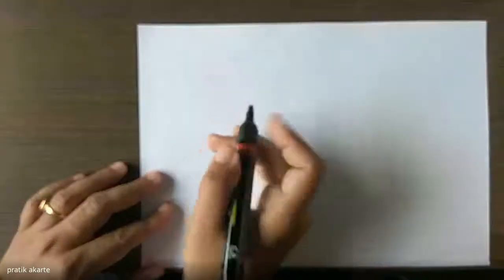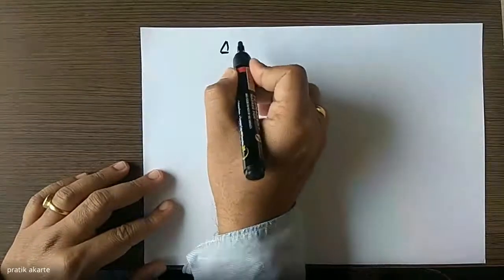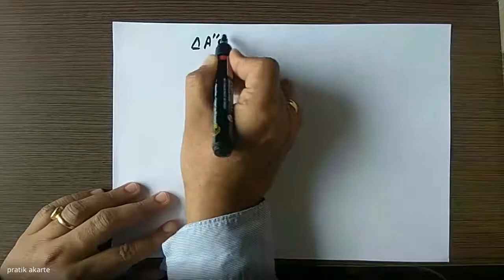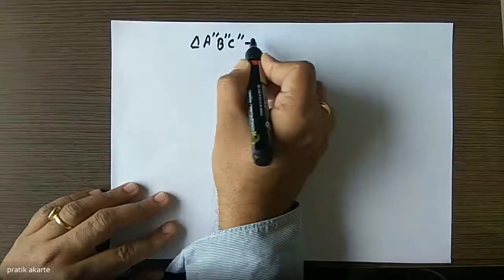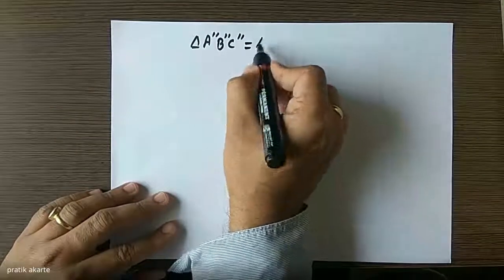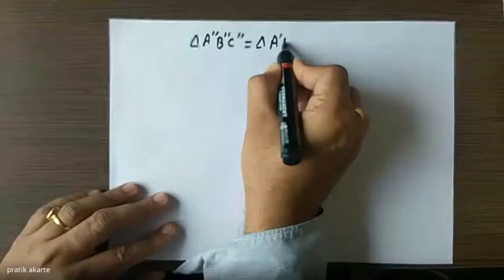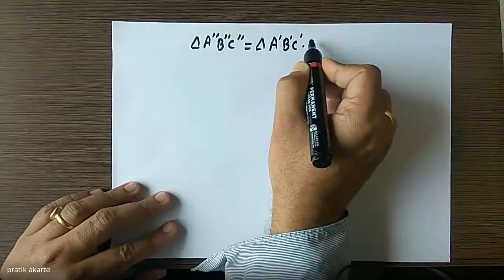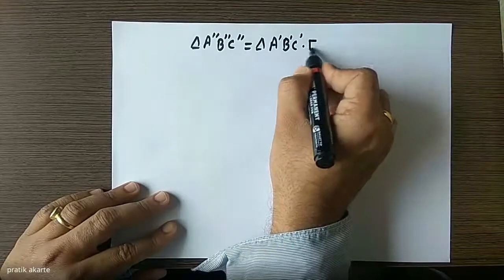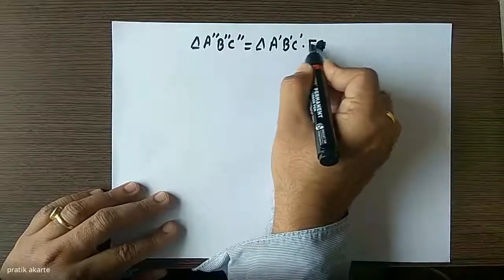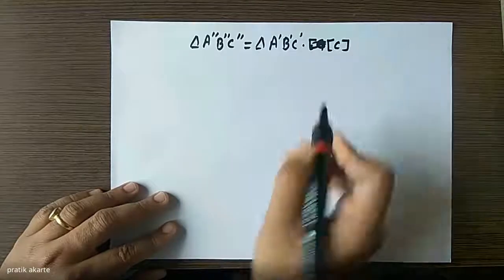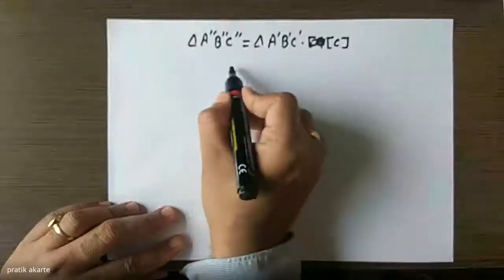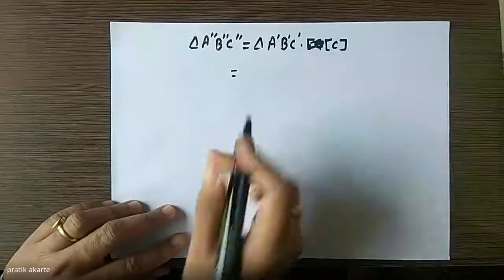Let us again write the equation. Triangle A double dash, B double dash, C double dash is equal to triangle A dash, B dash, C dash into your composite transformation matrix that we just found out. Okay, so we'll write A dash, B dash, C dash.